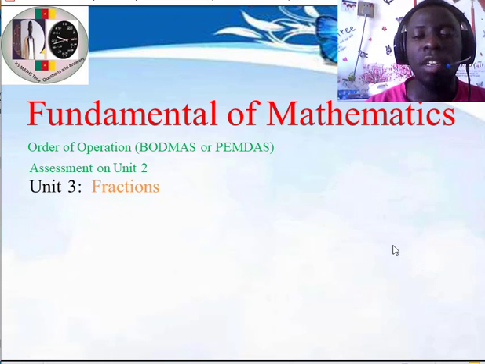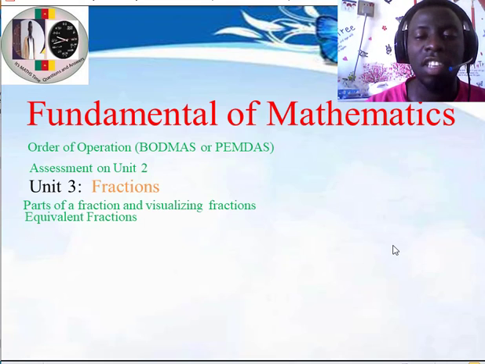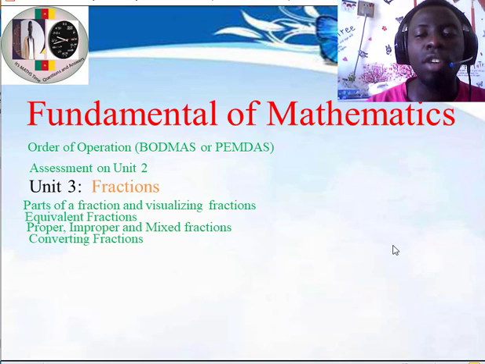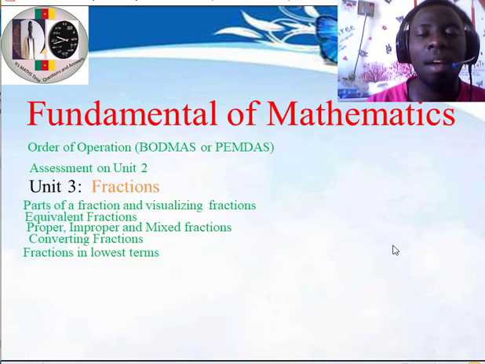Unit 3 is going to be fractions. Under fractions, we are going to be talking about the parts of a fraction and how we can actually visualize a fraction in real life. From there, we are going to be talking about equivalent fractions and how to handle problems when it comes to equivalent fractions. We are going to look at proper, improper, and mixed fractions. From there, we are going to be converting fractions to improper fraction, mixed fraction, decimals, and so on. We are going to look at fractions in lowest terms, how to convert a fraction into its lowest term.